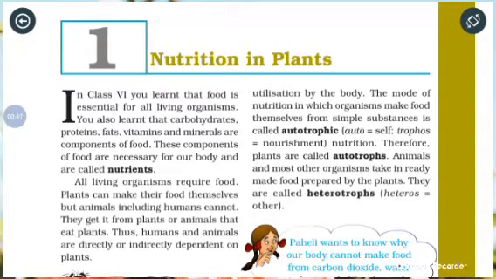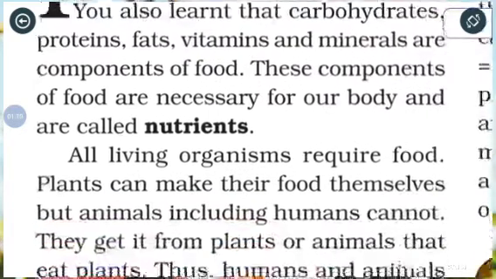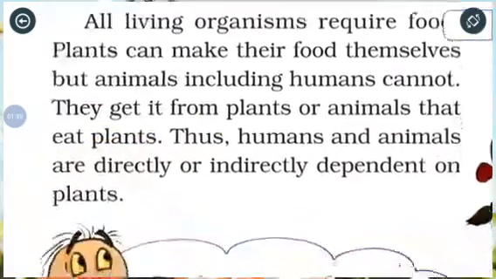So in class 6 you learned that food is essential for all living organisms. You also learned that carbohydrates, proteins, fats, vitamins and minerals are components of food. These components of food are necessary for our body and they are called nutrients. All living organisms require food. Plants can make their food themselves, but animals, including humans, cannot. They get it from plants or animals that eat plants. Thus, humans and animals are directly or indirectly dependent on plants.